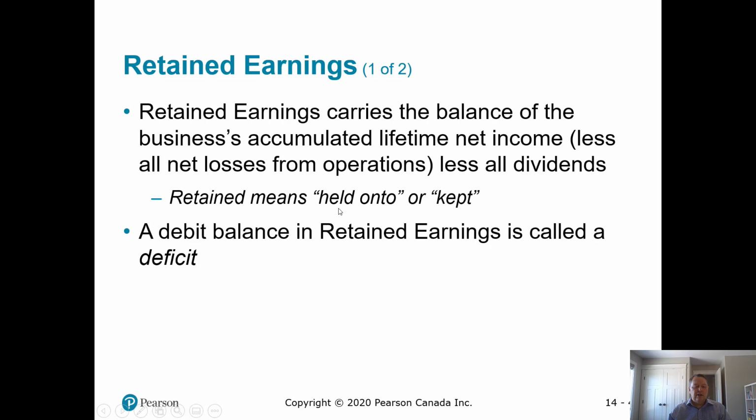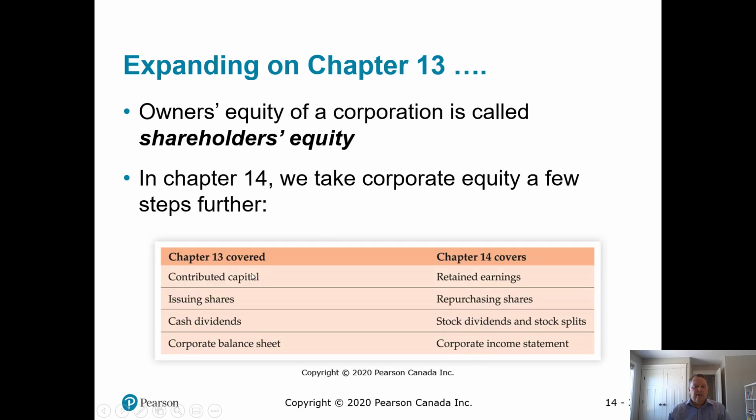And then just so you understand, let's go back here. In Chapter 13, we talked about contributed capital. That's, again, the shares, issuing shares, paying cash dividends. We're going to get into some different stuff here. And then the corporate balance sheet. Chapter 14, in contrast, talks about retained earnings and repurchasing shares, and then some different kinds of dividends, some stock dividends and something called stock splits. And we're going to spend more time looking at the corporate income statement, a little bit of time on there anyway.